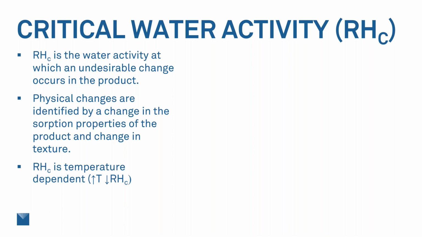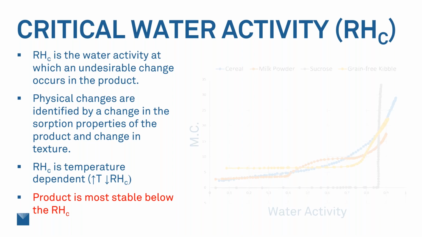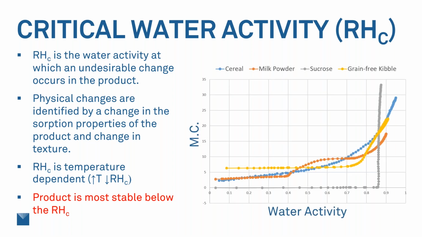Your critical water activity is actually temperature dependent, and as you increase the temperature of your product, your critical water activity is going to decrease. And this means that your product is going to be the most stable below the critical water activity. So it's important that you know that critical water activity so that you can try to stay below it throughout your production. To the right here is a graph showing several different isotherms that Mary put together for us.